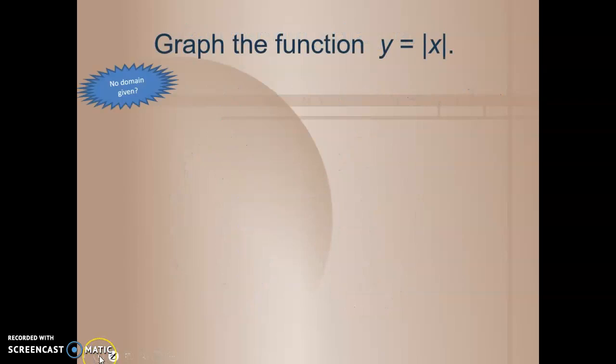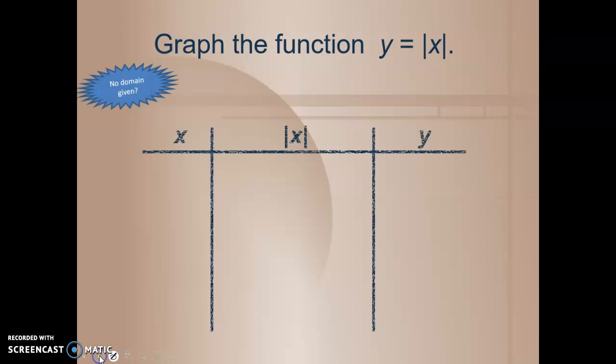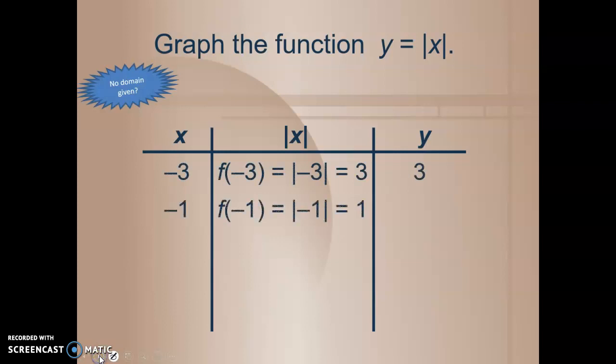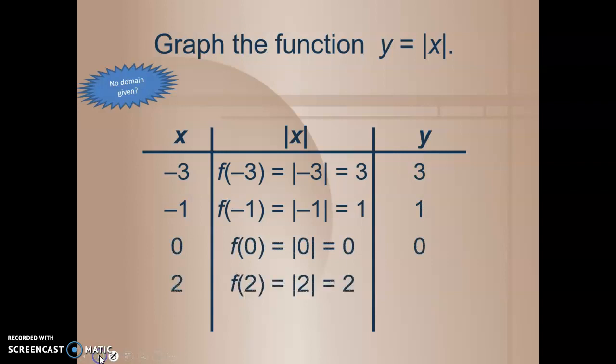Let's try graphing the function y equals the absolute value of x. Well, no domain is given. We didn't get any x values. What does that mean? That means we get to choose our own, and we want to choose x values that are going to be easy to calculate. So let's pick -3, -1, 0, 1, 2, and 5. We'll plug each of those into the function, which I've been kind of clicking through very quickly.